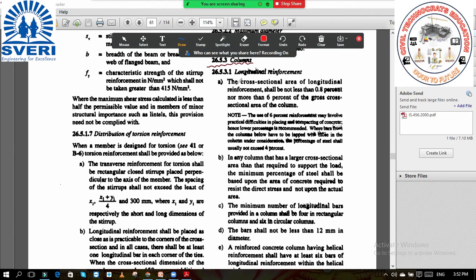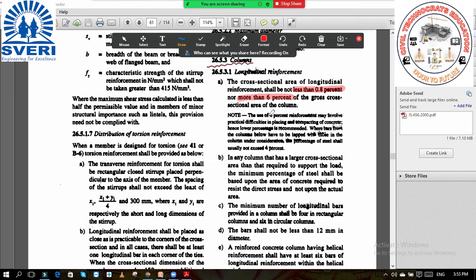Here you can see that the cross-sectional area of longitudinal reinforcement, that is the bars we are going to provide in the column, shall not be less than 0.8% nor more than 6% of the gross cross-sectional area. Not less than 0.8%, and it should not be more than 6%.